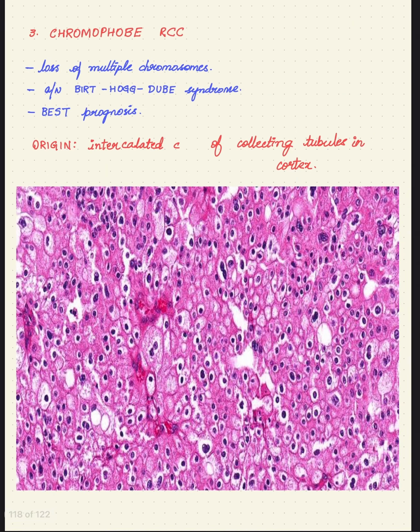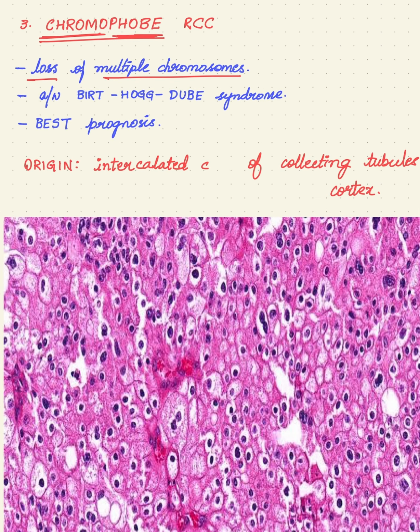Coming to the third variant, that is the chromophobe RCC. The name itself suggests it is phobic of chromosomes, and hence there is loss of multiple chromosomes. It is associated with Birt-Hogg-Dubé syndrome, BHD. And this variant has the best prognosis.